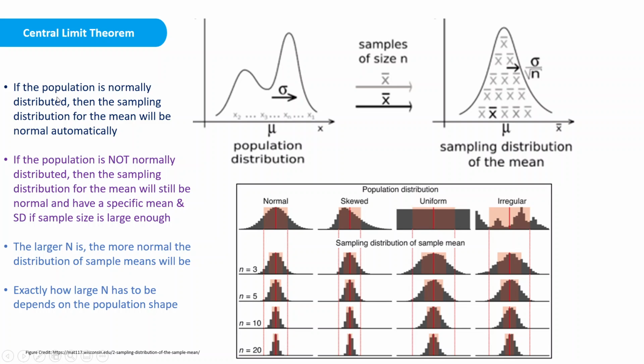And so over here, now we'll go over the text I have written. That first bullet just says if the population is normally distributed, then the sampling distribution for the mean will be normal automatically. And then if it's not normally distributed, then the sampling distribution for the mean will still be normal, and it'll have a specific mean and a specific standard deviation as long as our sample size is large enough. The larger that sample size n is, the more normal the distribution of sample means will be, and the tighter it'll be. Exactly how large the sample size needs to be depends on the population shape. The more non-normal your population, the larger your sample size needs to be in order for this theorem to take hold.